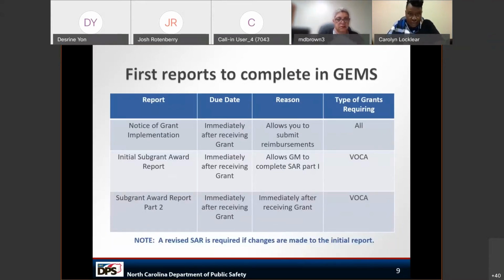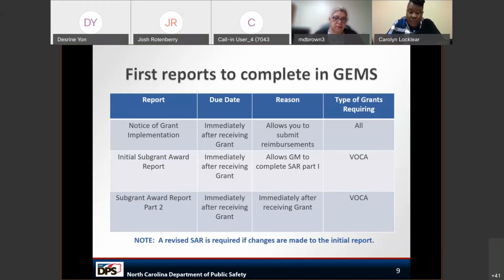Okay, now that your grant is open, you received a notification by GEMS that your grant is open. The next thing, you will receive an introduction email from your grant administrator informing you that your grant is open and now it's time for you to submit your notice of grant implementation, and we call that a NOGI. Your NOGI is due immediately after your grant is open, and this allows you to submit reimbursements. And this is for all grants, whether you have a VOCA, a VAWA, a JJ, or a CJI grant.